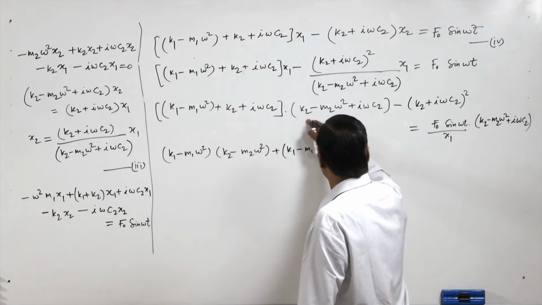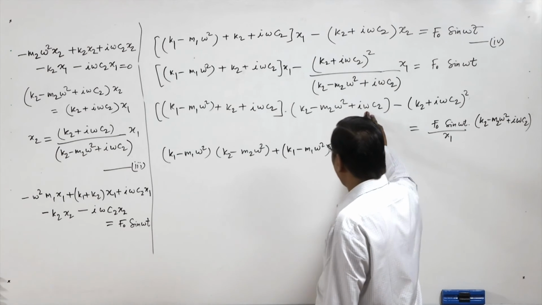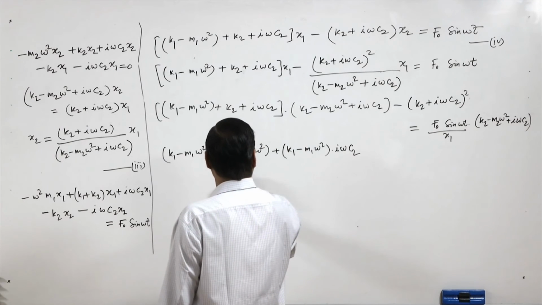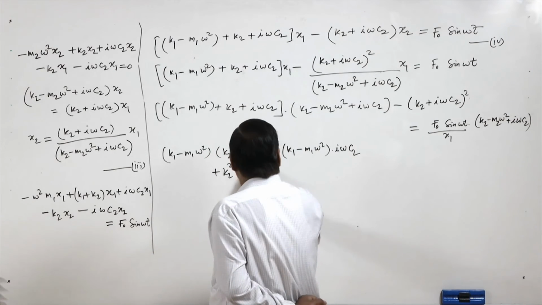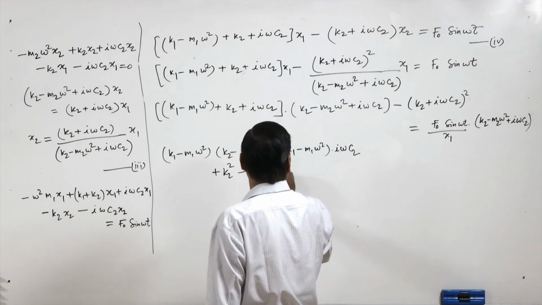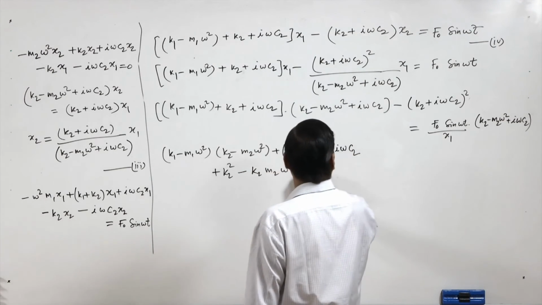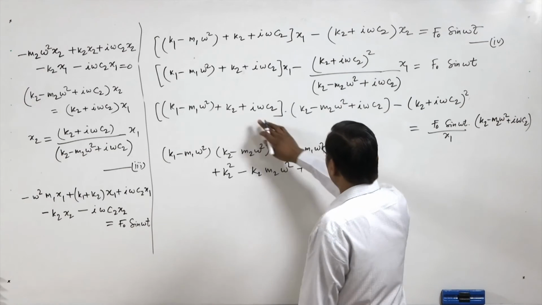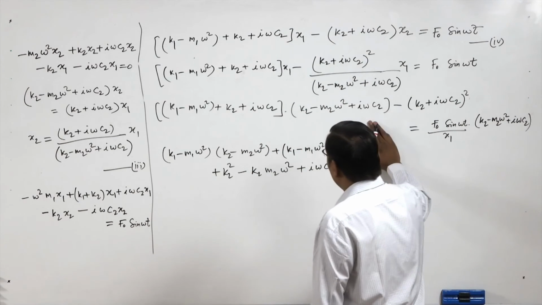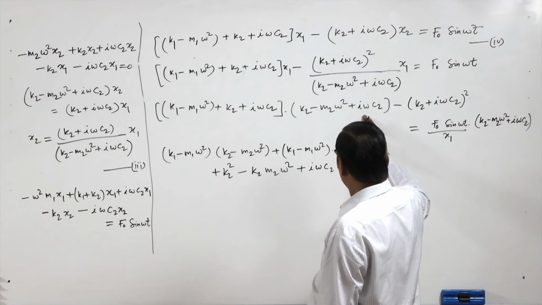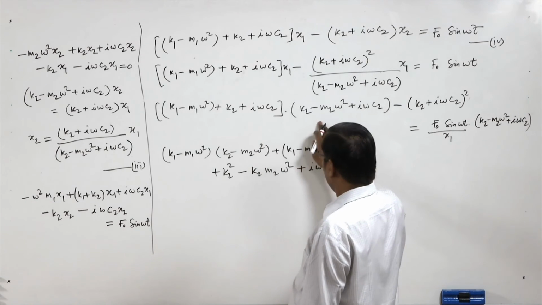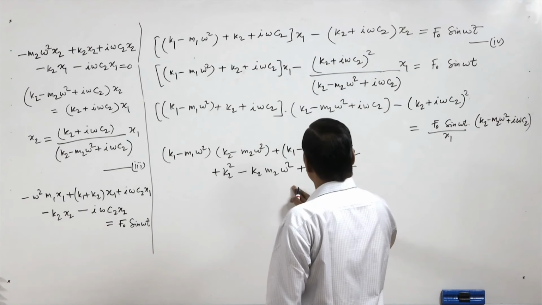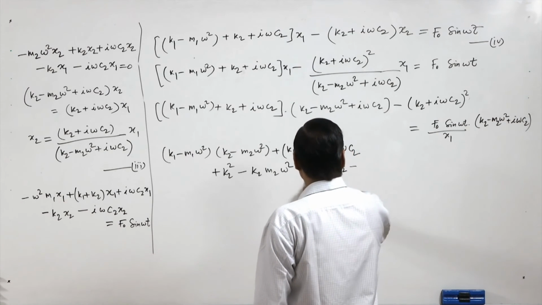So we multiply this with this term and this term. Now we multiply these terms to these terms, so plus k2 we multiply k2 square minus k2 m2 omega square plus i omega c2 k2, and here i omega c2 will multiply all the terms, so k2 square minus k2 m2 omega square plus i omega c2 k2.